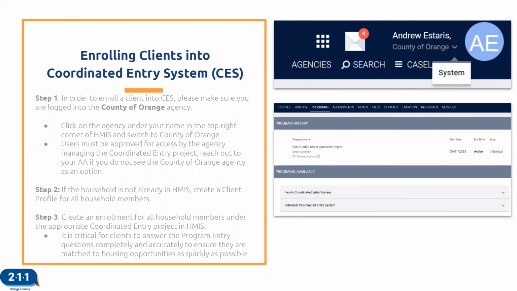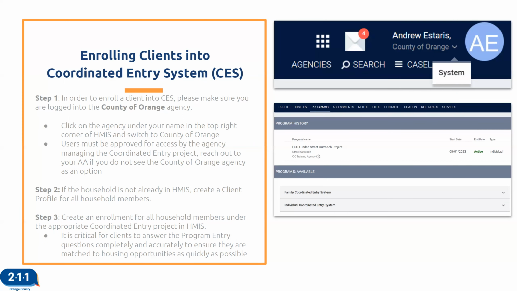The HMIS team wanted to provide a brief walkthrough on enrolling clients into the coordinated entry system, just as a friendly reminder. The first step you want to take for enrolling clients into CES would be making sure you are logged in under County of Orange. You can do this by clicking on the agency under your name in the top right corner while logged into HMIS and switching to County of Orange by clicking County of Orange on the dropdown.